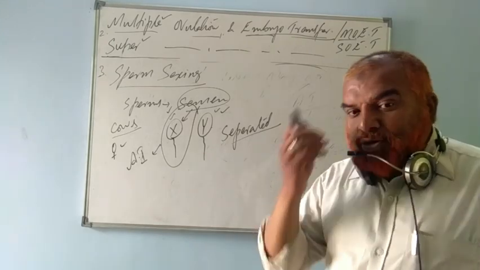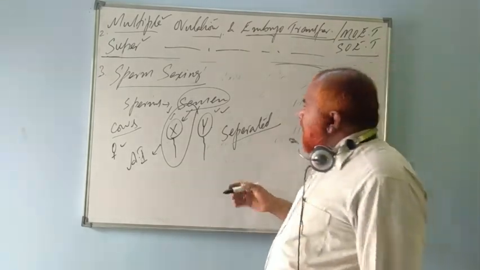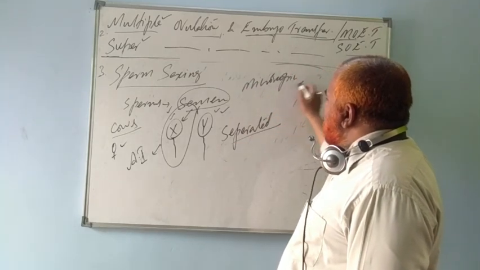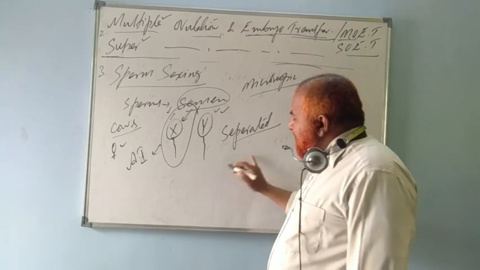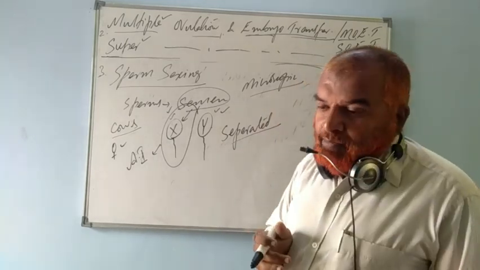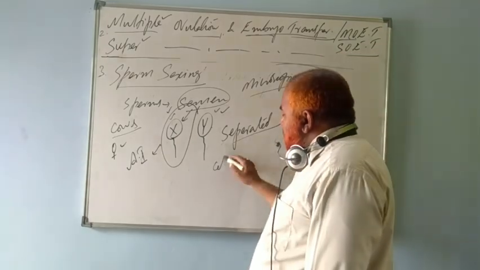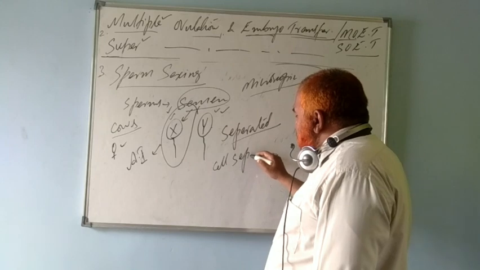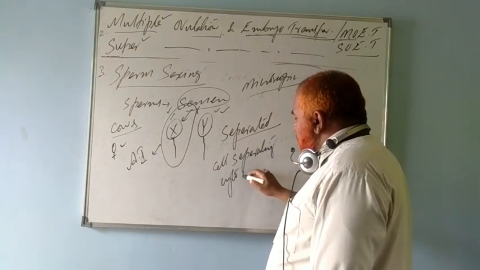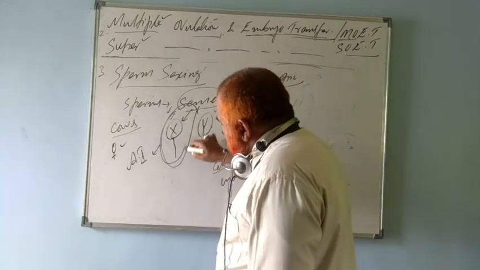Because they are microscopic in structure. You can't see them in the semen. So I have put one question here, microscopic. So what do we use here? Microscope. Semen is taken, and based on their motility, their structure, size, by using a cell separating cytometer.